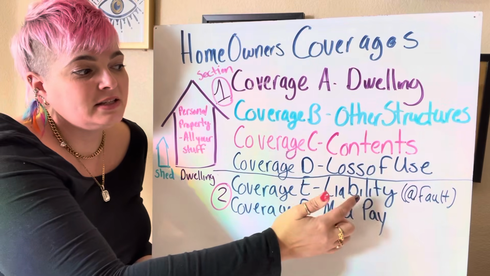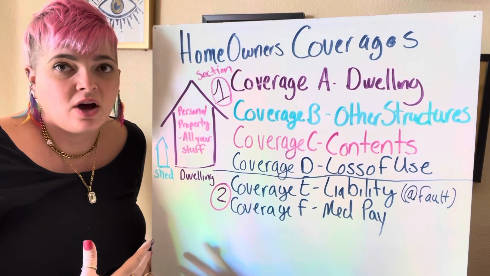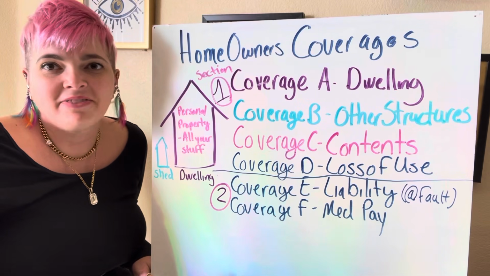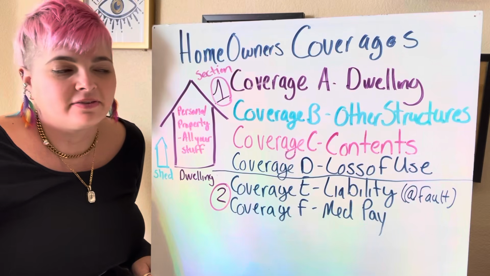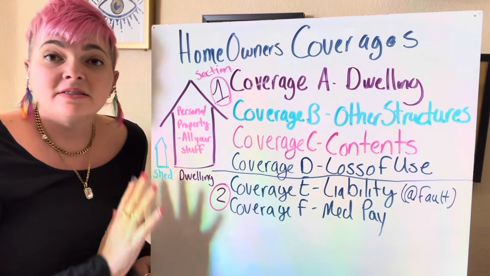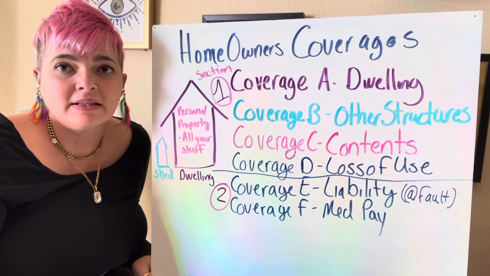And coverage E, liability, will also be covering at a minimum $100,000. So it's a very high coverage. Coverage F is like $3,000, $5,000. It's not a lot of coverage. And that's a big difference between these two as well. So again, this is a very, very brief overview of the different coverages on the homeowner's policy.